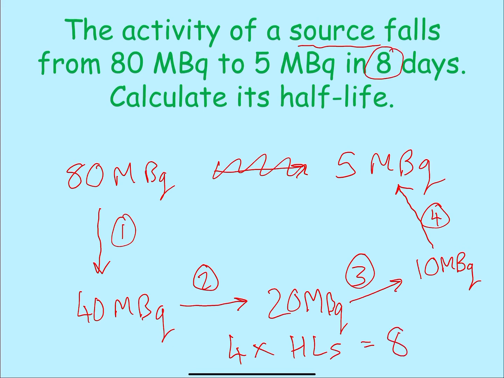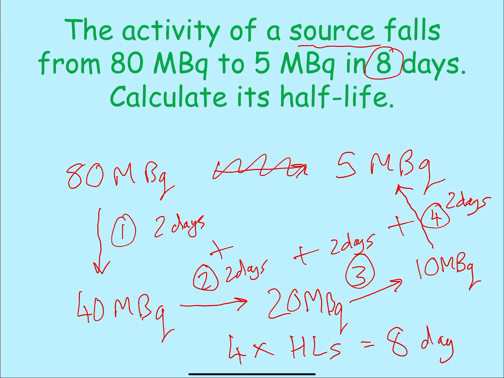So if 4 half-lives is 8 days, then each one of these must be 2 days. So that's 2, 2, 2, 2 days, because 2 plus 2 plus 2 plus 2 equals 8 days, and that's what it is. So the half-life of the source in this question is 8 days.